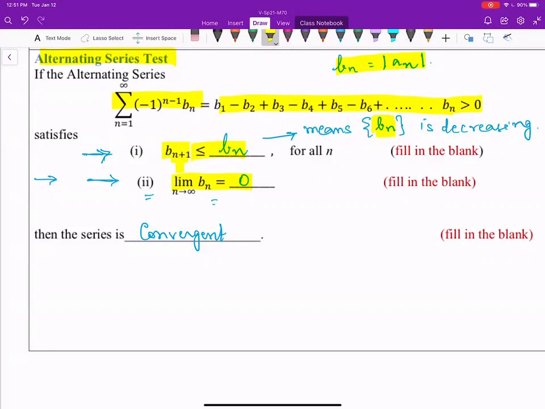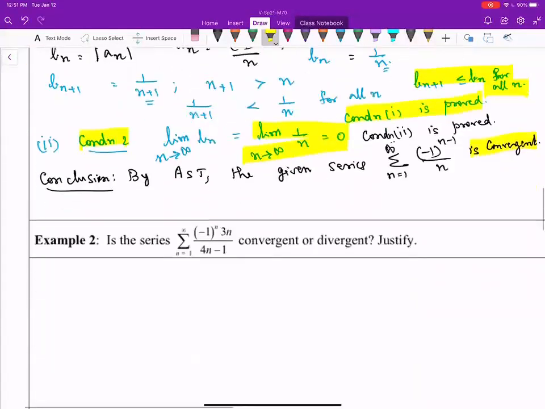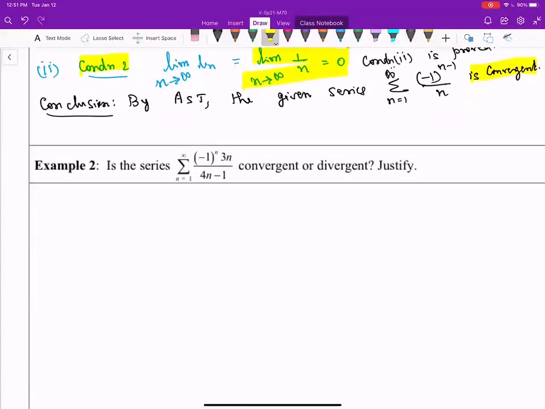The reason being the second condition is easy to prove. The first condition sometimes can be harder, where we have to show decreasing by considering a related function and doing the decreasing test for the related function. So this is what we did in the earlier one, and now we'll try example number 2. Is the series sigma of -1 to the power n times 3n divided by 4n minus 1 convergent or divergent?